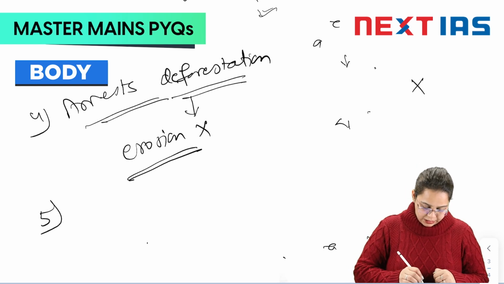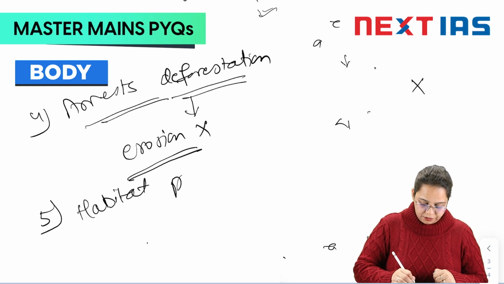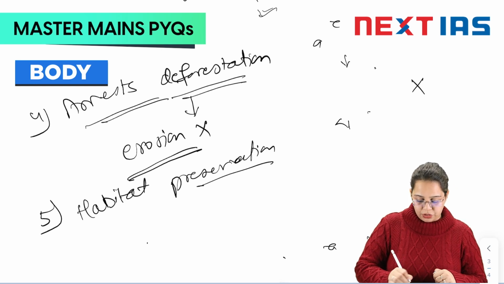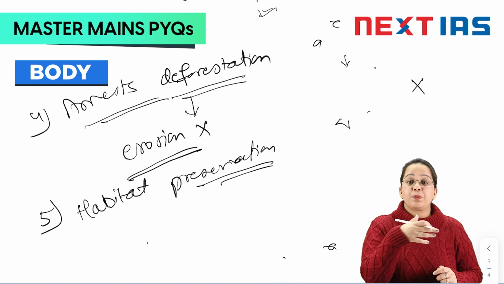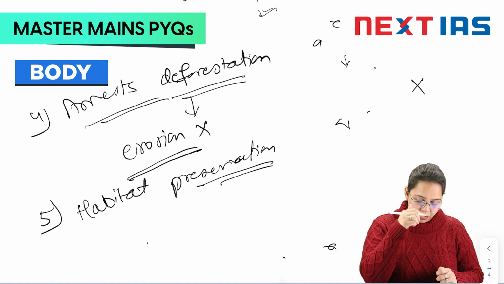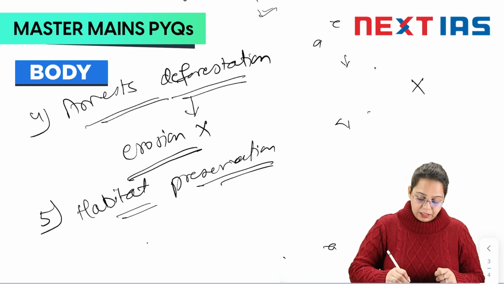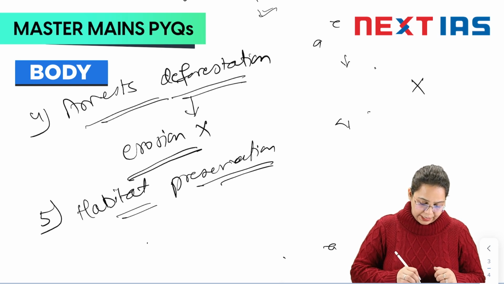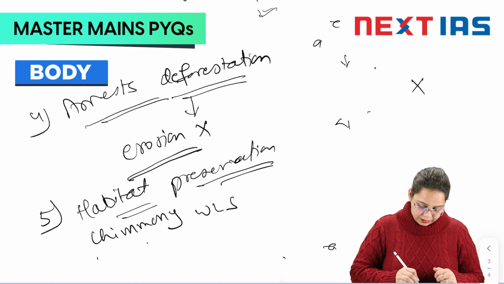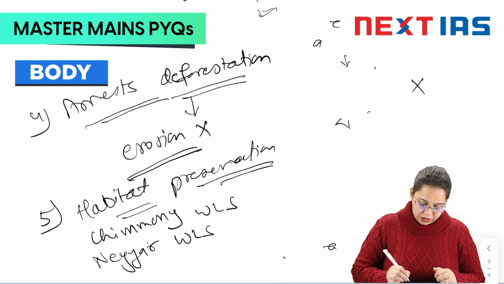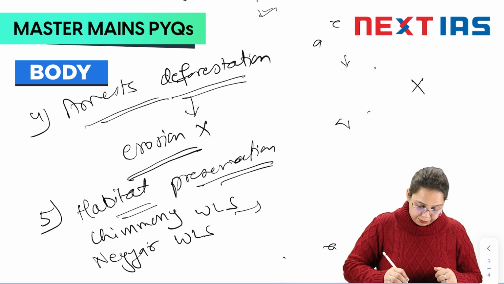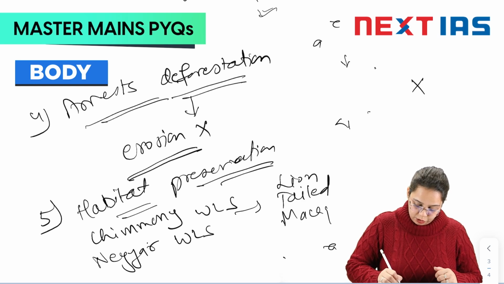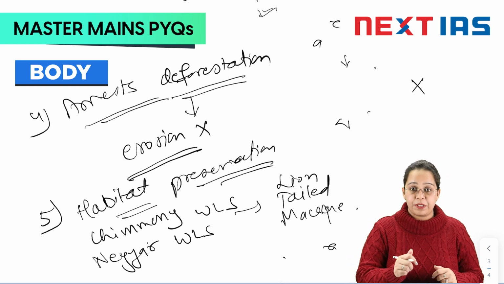The next point here is habitat preservation. Because of the establishment of wildlife sanctuaries, many species are preserved in their natural habitat. So habitat preservation is the point when wildlife sanctuaries are established in the rainforest region. You can write, for example, that the establishment of Chimney Wildlife Sanctuary and Nair Wildlife Sanctuary has helped to conserve the habitat of the lion-tailed macaque. So this example you can write in the habitat preservation part.